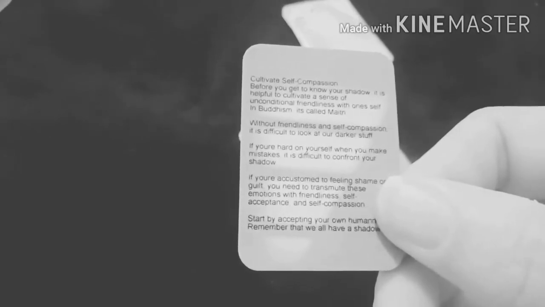Shadow self. Shadow messages. Cultivate self-compassion. Before you get to know your shadow, it is helpful to cultivate a sense of unconditional friendliness with oneself. In Buddhism, it's called Maitri. Without friendliness and self-compassion, it is difficult to look at our darker self. If you're hard on yourself when you make mistakes, it's difficult to confront your shadow. If you're accustomed to feeling shame or guilt, you need to transmute these emotions with friendliness, self-acceptance, and self-compassion.